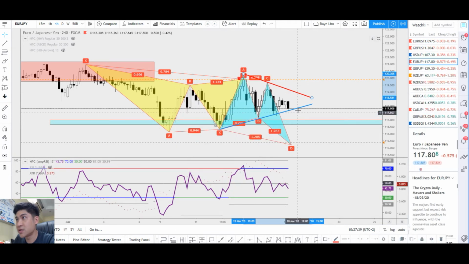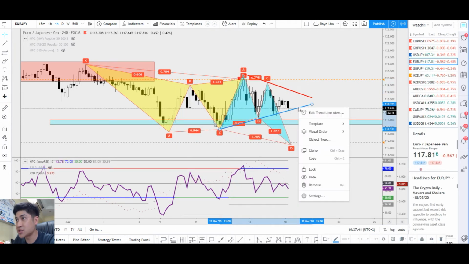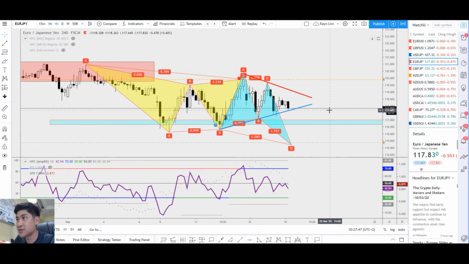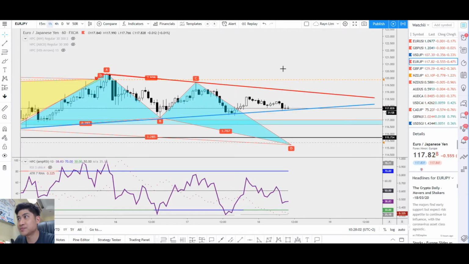You see, if you never choose per bar close, it will just keep on popping up, so you have to edit it. Alright, so at least you get annoyed every 4 hours. The one thing that can be better is if you see a break and close below, that would be great. If not, yeah. Okay, to the 1-hour chart.